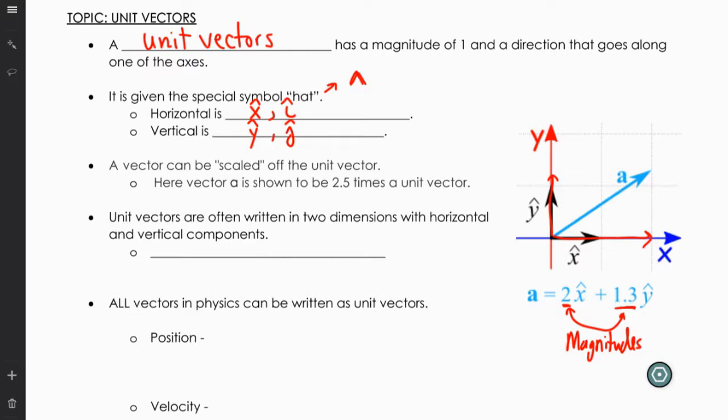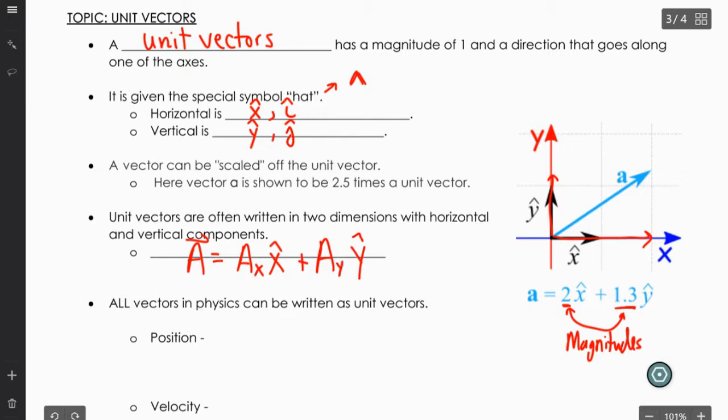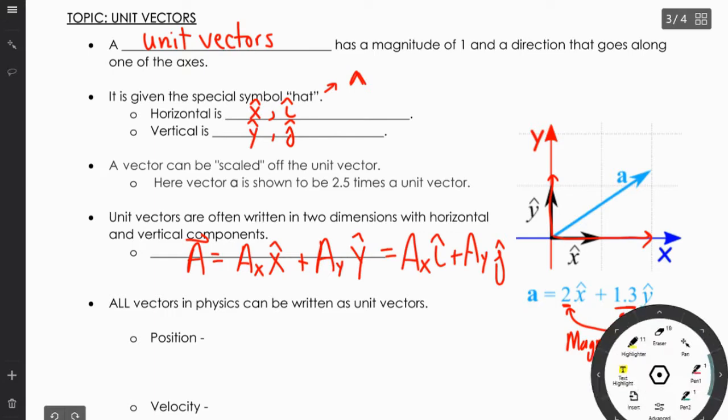Unit vectors are often written in 2 dimensions with horizontal and vertical components. So you can write vector A as your Ax component, x hat or i hat, however you want to write it, and then your Ay component, y hat. Or if you want to use the i hat, j hat notation, it would be Ax i hat plus Ay j hat. That's a j. I know it's a funny looking j. I tend to write my unit vectors in cursive because it looks a little bit fancier. Sometimes I won't put the dot on the i, but that's how you can write the components.